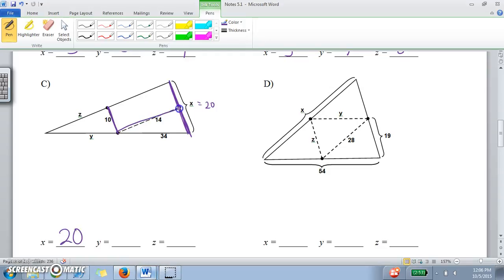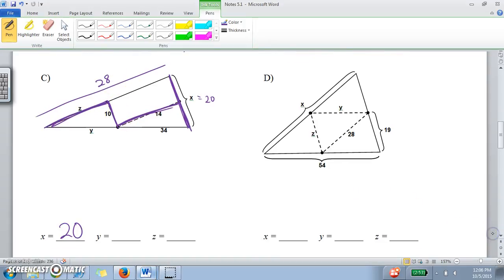This midsegment right here is 14, so this whole segment right here would have to be double that because the midsegment is half. So this would have to be 28, which would make z, which is really just half of this segment, also 14. So z is 14.